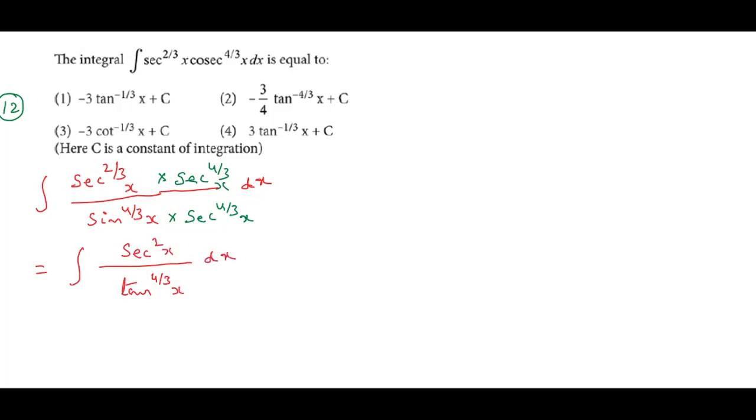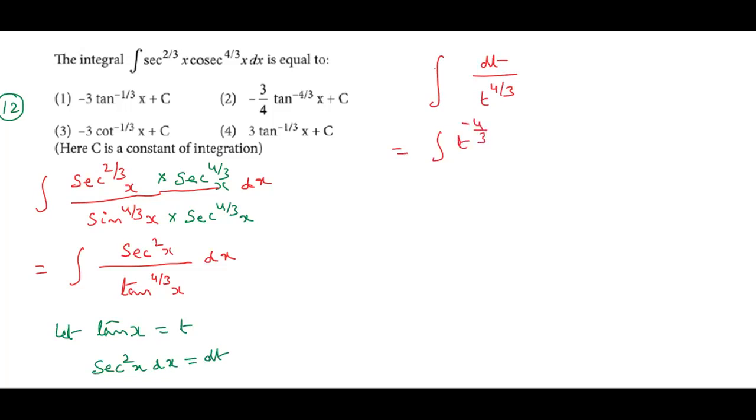Now how to do this? Let tan x be equal to t. What is the derivative of tan x? Secant square x dx is equal to dt. Substitute these values now. Integration dt by t power 4 by 3. Now this is the same numerator. What happened? Integration t power minus 4 by 3 dt.